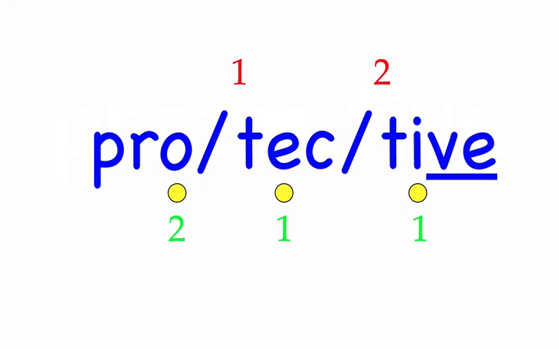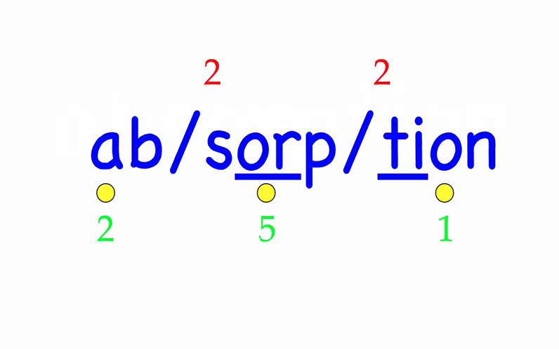Absorption. Absorption. The absorption of the sponge is phenomenal. Absorption. Ab has two sounds. A, b. Sorp, three sounds. S, or, p. Tion, three sounds. Sh, a, n. Absorption. Mark the word. Absorption.